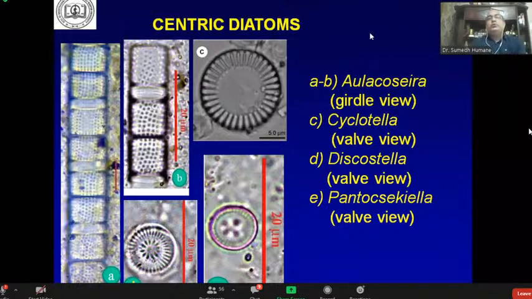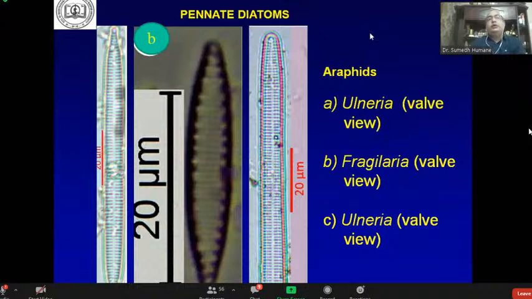Now coming to the pinnate diatoms, pinnate again is the most diversified group, or elongated diatoms. You have the araphid diatom. I told you in the beginning when we discussed the classification. Here you can see this Ulnaria. Earlier it was called Synedra ulna. Now recent nomenclature has changed the name to Ulnaria, so we should use Ulnaria.